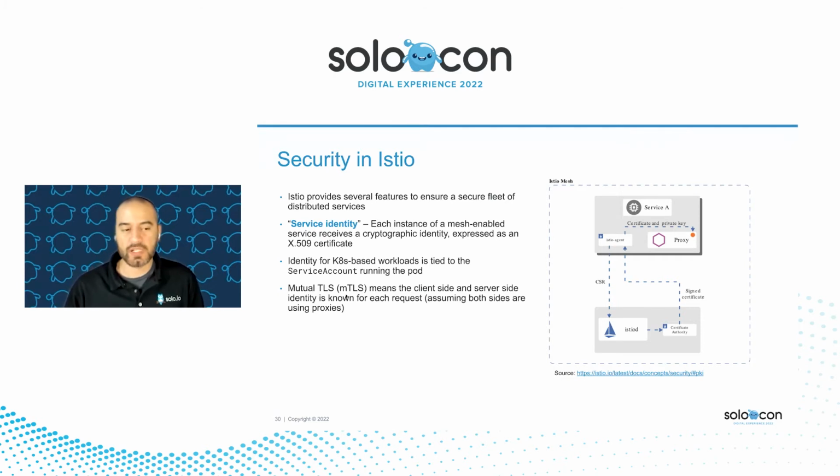Mutual TLS is a really important feature in Istio. It's enabled out of the box. When we're using mutual TLS, since every workload will have an identity, for every request, as long as it's using mutual TLS, you will have a client side and a server side well-known identity that's cryptographically secure.